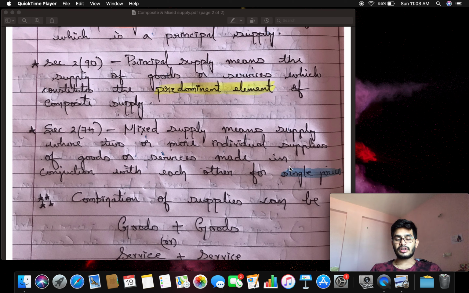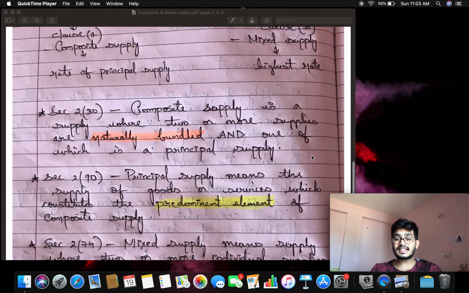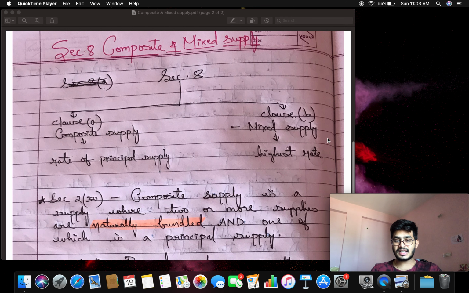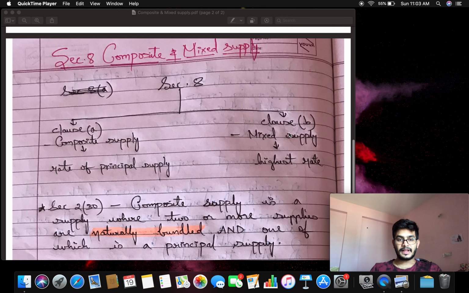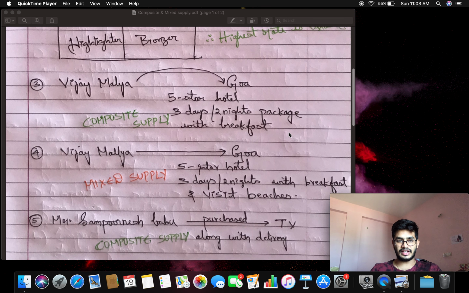For example, you are buying dry fruits as a gift pack. That box costs around 1000 rupees. That is nothing but a single price. On that single price, the highest rate is taxable. What is that highest rate? The 28%.